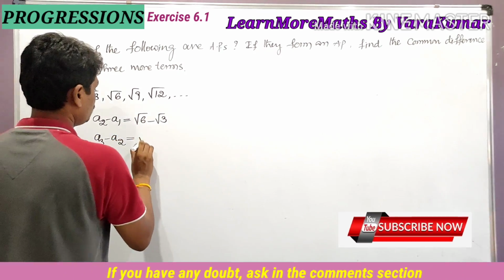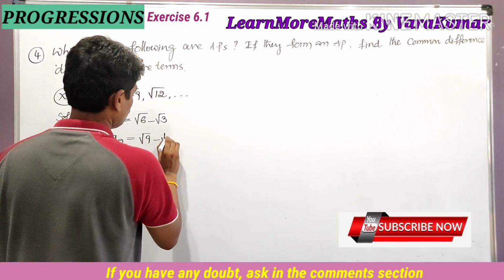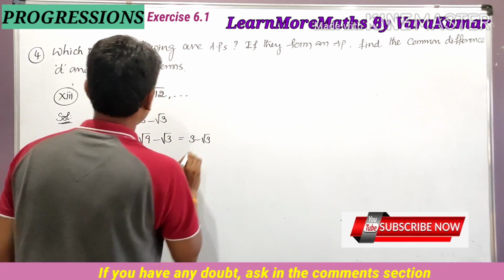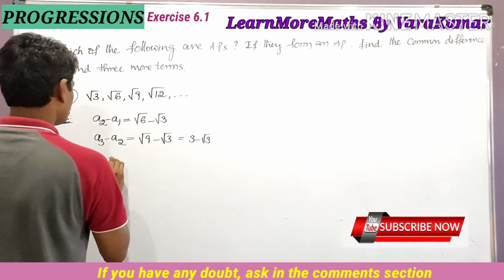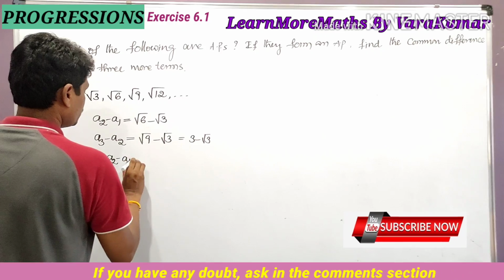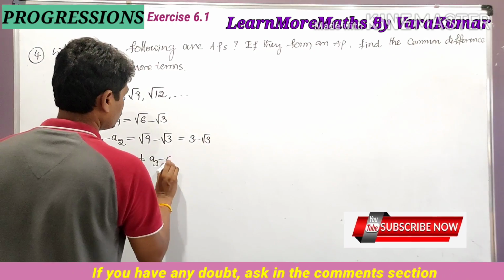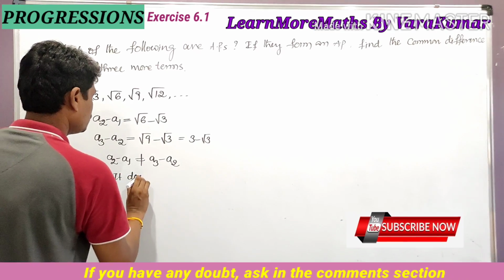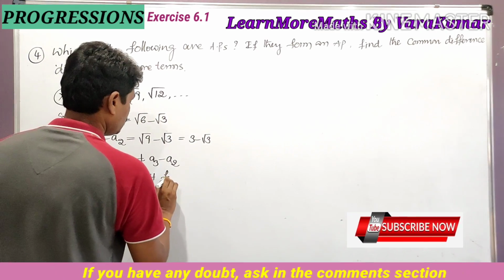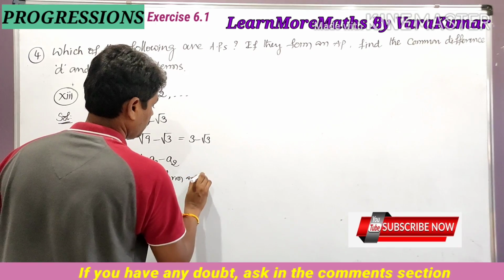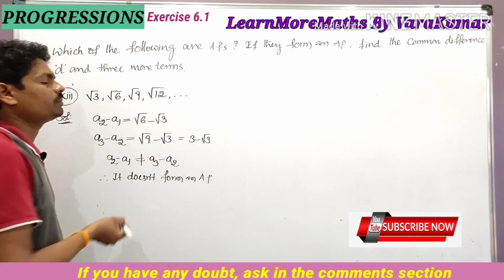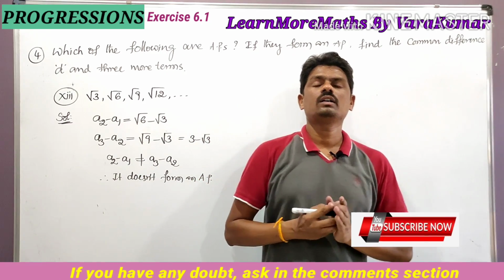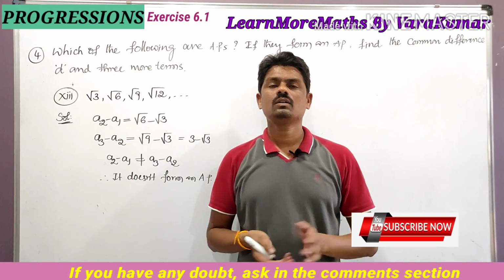Next, a3 minus a2 is equal to root 9 minus root 3. Root 9 can be written as 3, minus root 3. So these two are not equal, student. a2 minus a1 is not equal to a3 minus a2. Therefore it doesn't form an AP. If it forms an AP, you have to find the next 3 more terms, but it doesn't form an AP. So student, these are the 13 bits in the fourth problem.